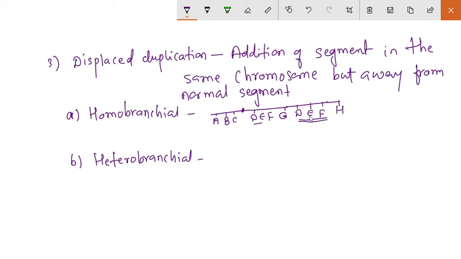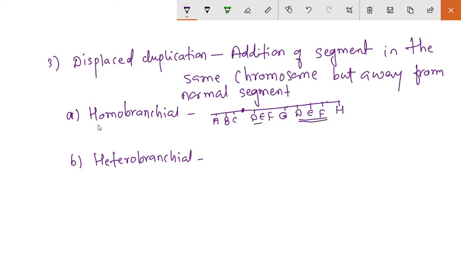It is away from the normal segment. त्याचा नॉर्मल सेगमेंट कुठला? हा DEF. तर त्याच्या बाजूलाच त्या ठिकाणी तो आला असता, तर मग तो वेगळा प्रकार झाला असता. आधीचा प्रकार कुठला? तर दॅट इज अ टॅन्डम डुप्लिकेशन. पण आता इथे काय झालं की तो अवे फ्रॉम द नॉर्मल सेगमेंट आहे, नॉर्मल सेगमेंट पासून दूर आहे, मध्ये दुसरे जीन्स आले. So DEF, G and H, in between that G and H, this segment is added.